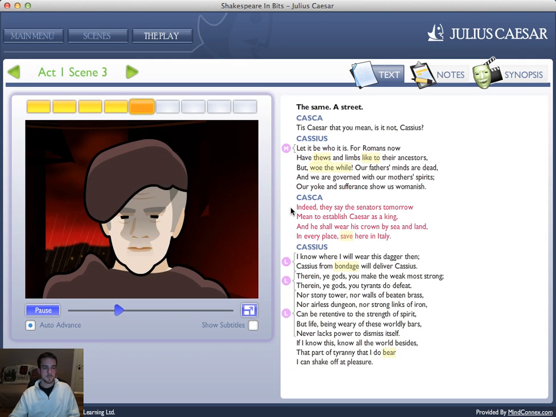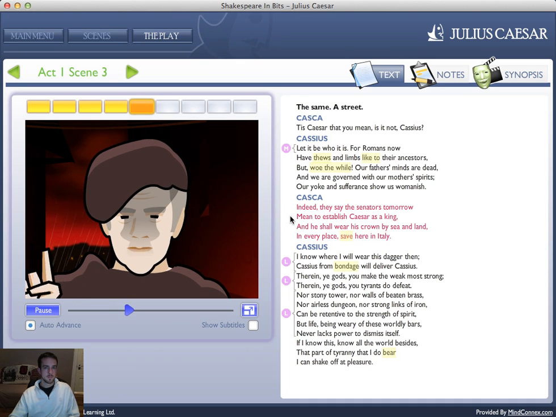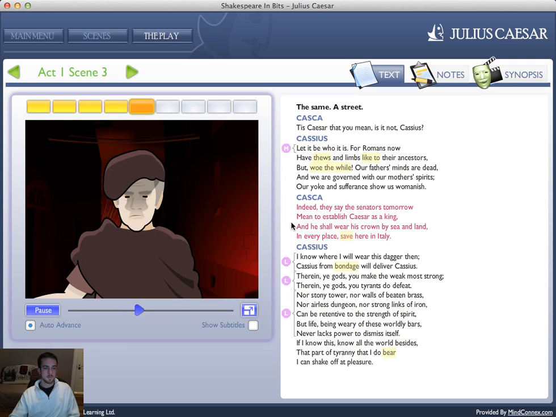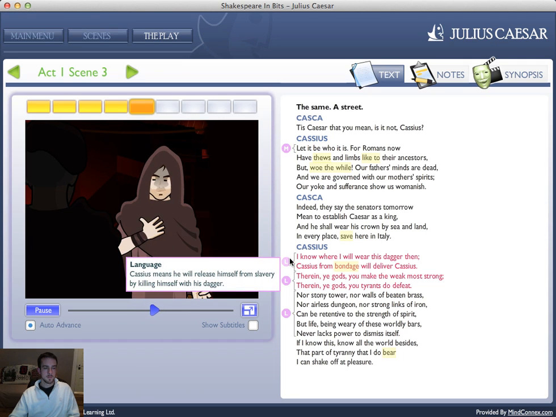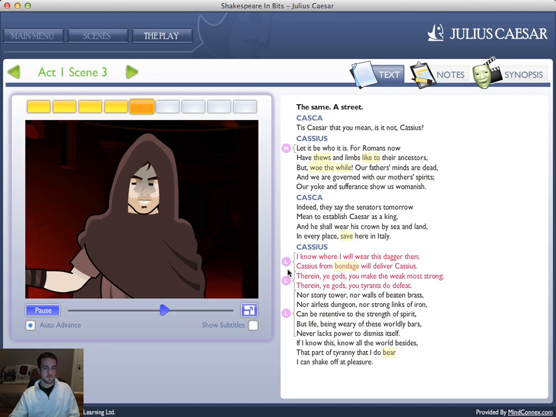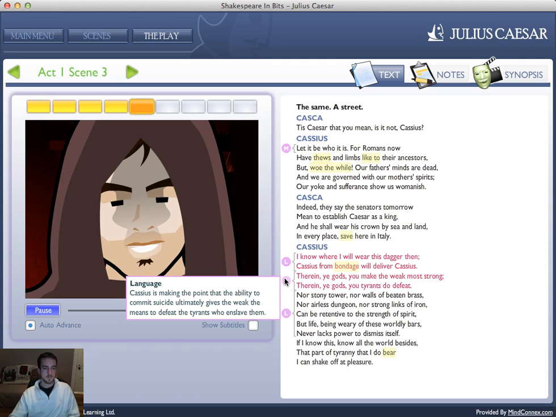Indeed. They say the senators tomorrow mean to establish Caesar as a king, and he shall wear his crown by sea and land in every place save here in Italy. I know where I will wear this dagger then. Cassius from bondage will deliver Cassius. Therein, ye gods, you make the weak most strong. Therein, ye gods, you tyrants do defeat.